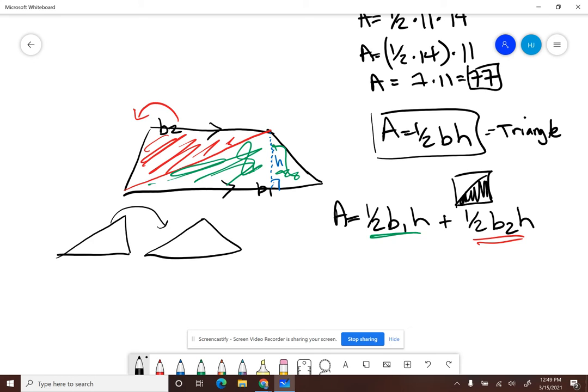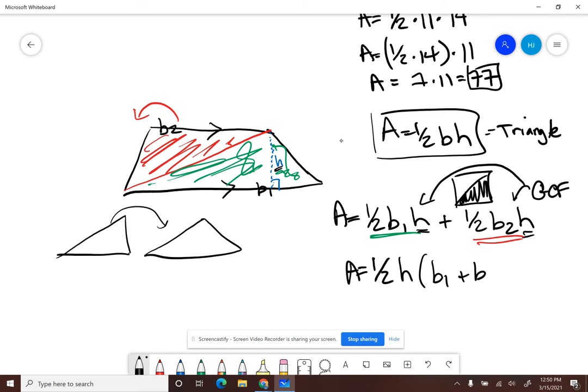But we need to try to make this even easier. So what I want you to notice here is I want you to look for a GCF, a greatest common factor between these two sets of terms, okay? And if you notice, they both have a 1/2, and they both have a common height. Remember that this height is the same for both of these triangles. So I'm going to pull those out as a GCF, as a greatest common factor. And now the only thing left over is B1 plus B2. That's the only thing left over in my equation.